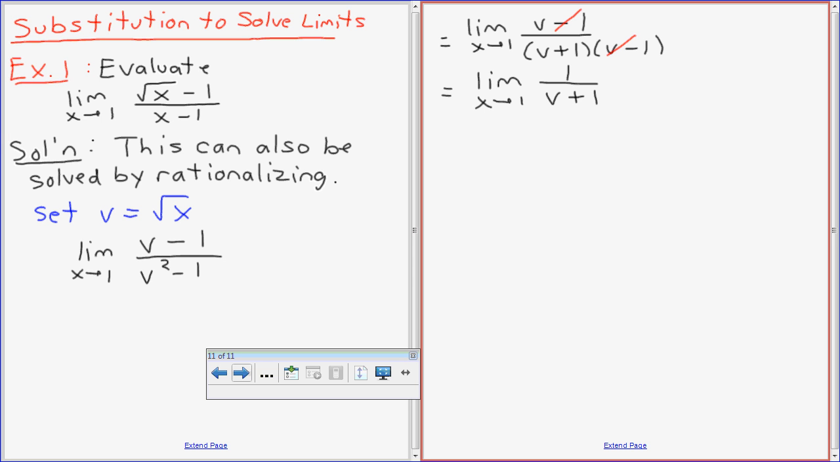Now, there's one thing I want you to be very, very careful of. And that is the fact that we have a limit that x approaches 1, but in the expression there's only v's. So you have to go back and change it so that there's only x's. So I'm going to say but v equals square root of x. So, really, what does that change my expression to then? 1 over square root of x plus 1. Good.